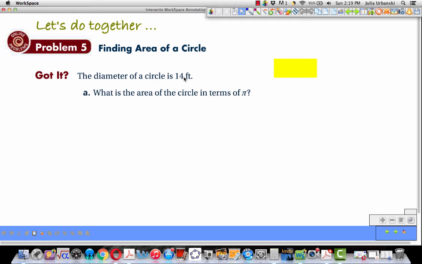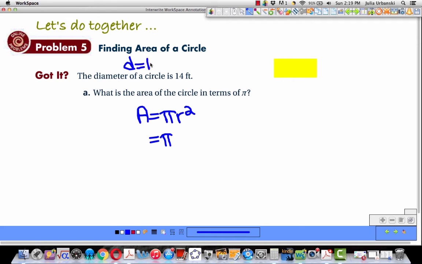The diameter of a circle is 14. What is the area of the circle? The area requires radius. Pi times radius squared. So if 14 is the diameter, then the radius is half of that, or 7. So it's pi times 7 squared. 7 squared is 49. 49 times pi is our answer. And I have to go and look what unit it was. It said feet. Since it's area, I'm going to have to say feet squared.